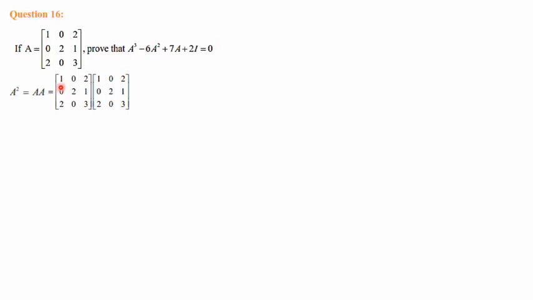So A into A means here first A into again A we have written. Then first row with the first column. When we go with the calculation, 1 into 1 is 1 plus 0 into 0 is 0 plus 2 into 2 is 4. Next is first row with the second column. 1 into 0 is 0, plus 0 into 2 is 0, plus 2 into 0 is 0, that is mentioned. Next is 1 into 2 is 2 plus 0 into 1 is 0 plus 2 into 3 is 6, that is mentioned here. Next is second row with the first column, that is 0 into 1 is 0 plus 2 into 0 is 0 plus 1 into 2 is 2, that is mentioned. Second row with the second column, 0 into 0 plus 2 into 2 is 4 plus 1 into 0 is 0, that is mentioned.